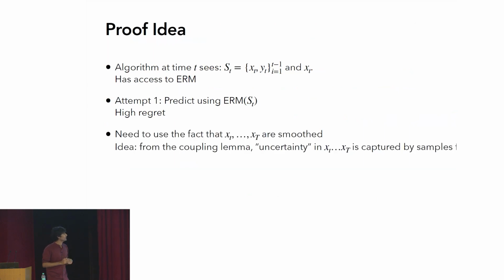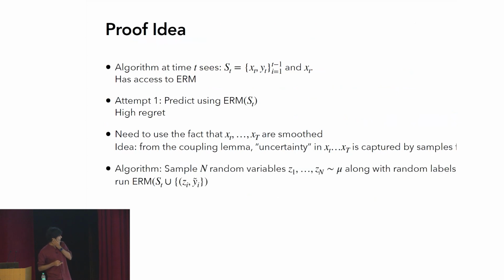So we need to use the fact that x1 to xt are smooth, and one way to do this is again looking back at the coupling lemma to see that the uncertainty in x1 to xt is captured by samples from the base measure mu. This is what the coupling lemma says intuitively, and this leads us to a natural algorithm: pick some number n, which is a parameter, and sample n random variables z1 to zn from mu, along with made up random labels y tilde i, and then run ERM on S_t union the made up data.